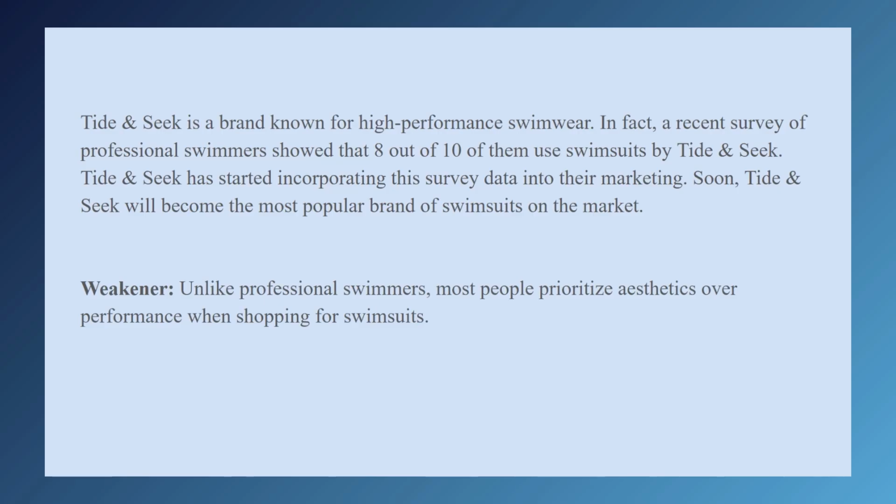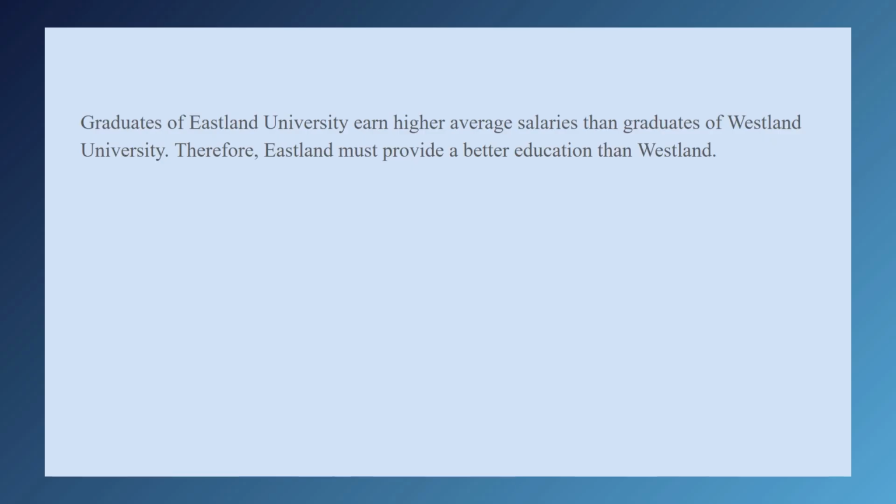Now, let's look at how comparisons can be flawed in a very similar way. Graduates of Eastland University earn higher average salaries than graduates of Westland University. Therefore, Eastland must provide a better education than Westland. This argument assumes that the only relevant difference between the two schools is the quality of the education that they provide. But what if Eastland differs from Westland in many ways?